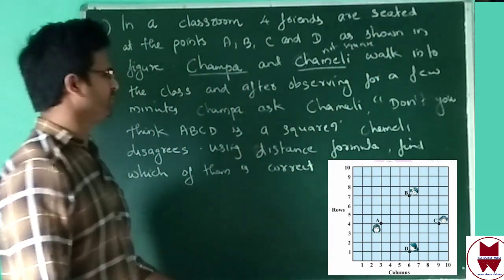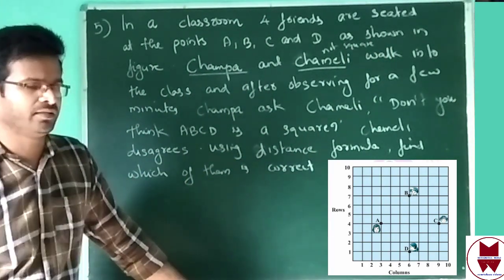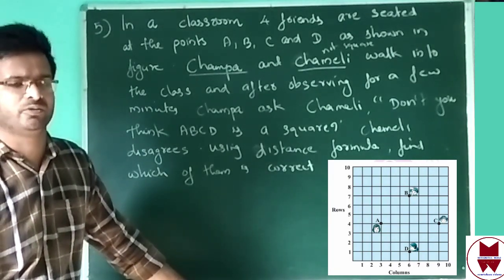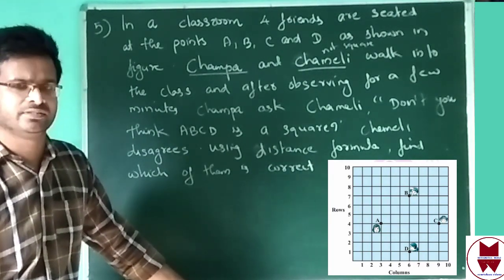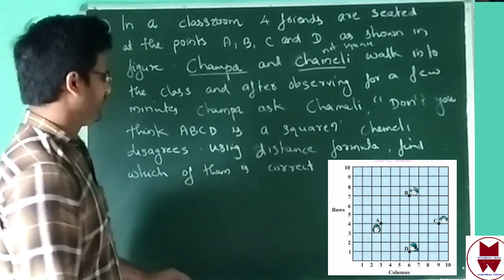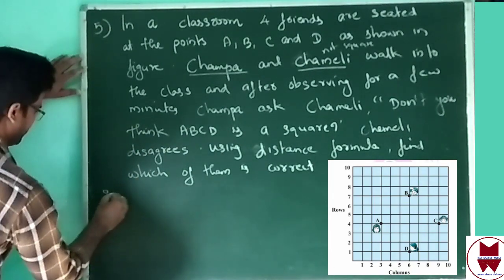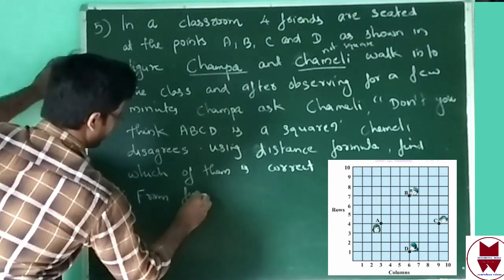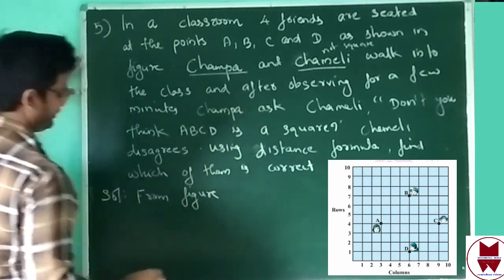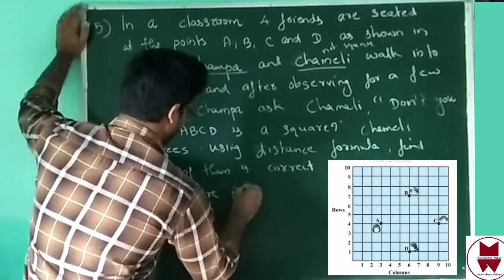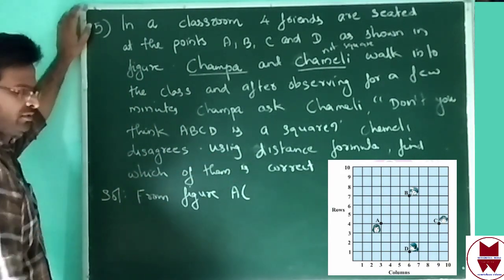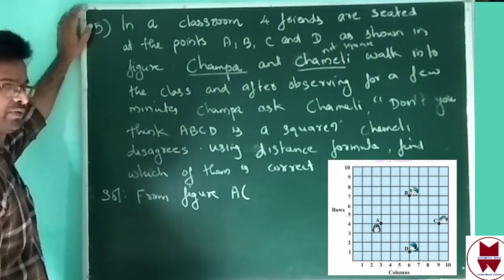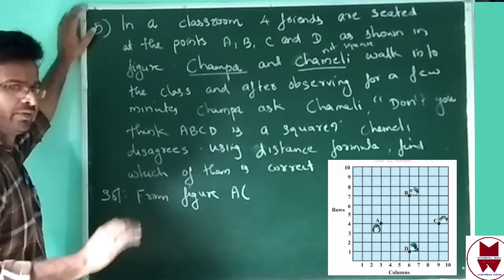Then we have to check whether the given points are vertices of a square or not. Then we can use the distance formula, isn't it? Before that, we can write from the figure A. Just look at that figure. What is A? Coordinate of A. What is the x value on the x-axis?